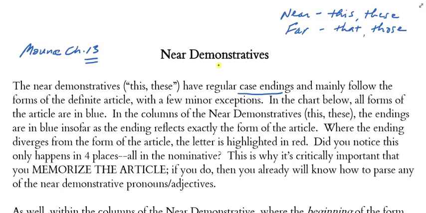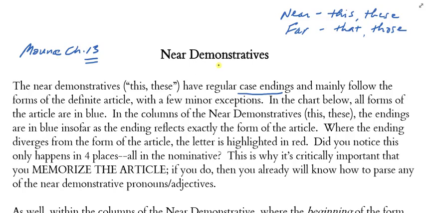So this is the good news. There's really not a whole lot new to talk about in terms of case. It's just determining which ones are the near versus the far demonstratives. So they have regular case endings and mainly follow the forms of the definite article. Just some minor exceptions here.